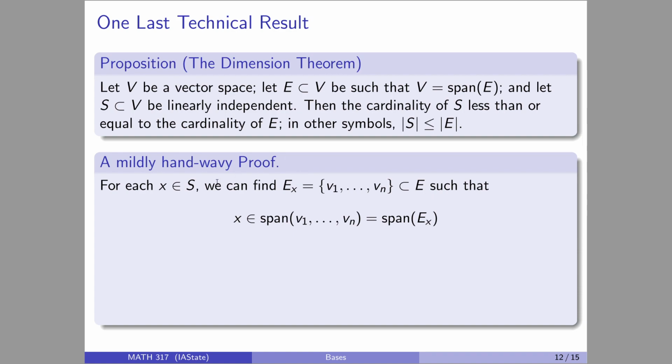So for each element x out of S, there are finitely many things out of E such that x will live in its span, right? That's just what it means to be in the span. You can find finitely many things that x is a linear combo of.